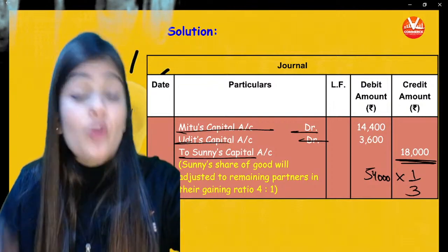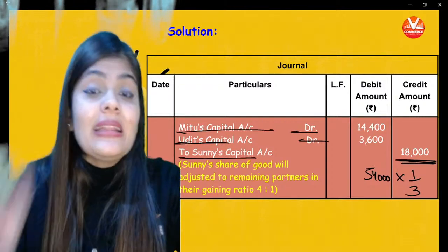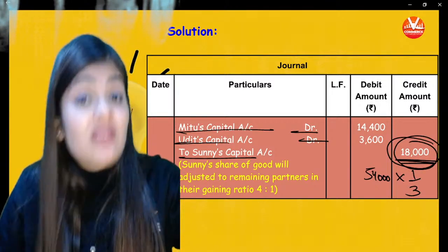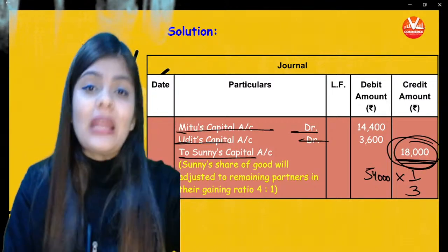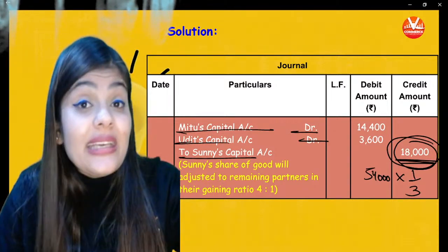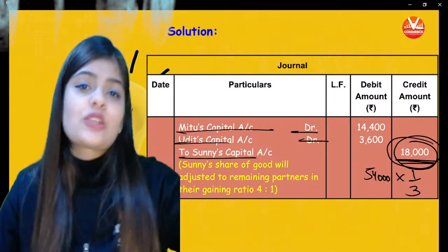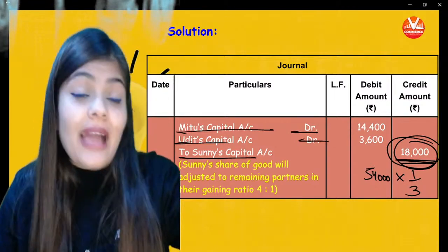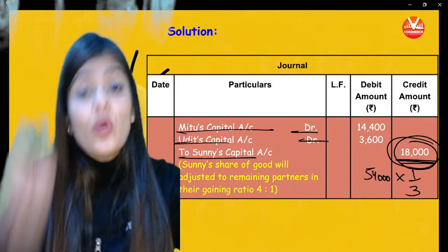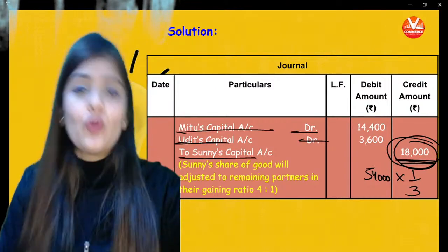उसके शेयर की गुडविल कितनी आई? 18,000. Now this 18,000 is distributed among the remaining partners, among Meetu and Udit, in the gaining ratio. So that's why we have calculated gaining ratio. जो भी आपकी gaining ratio आएगी उस ratio में आप goodwill को बांट दोगे.